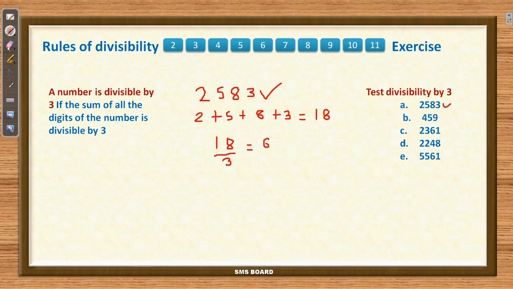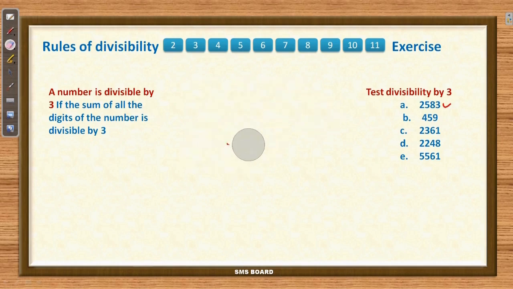Now let us discuss one more problem in this exercise, that is 459. And in this number, what are the digits?